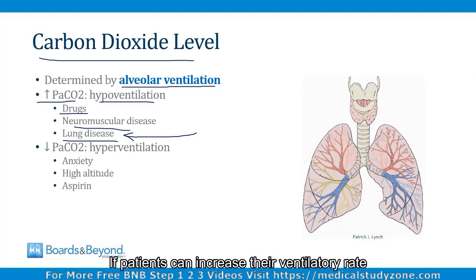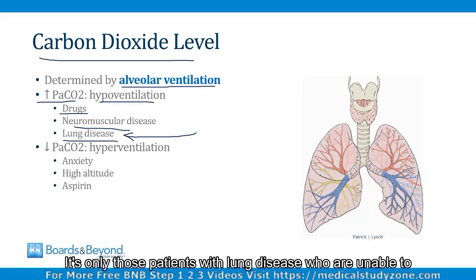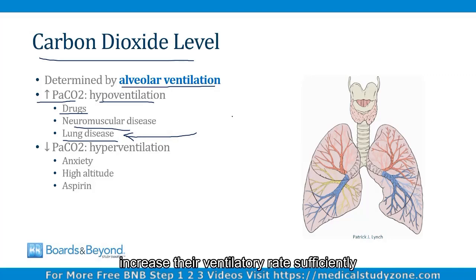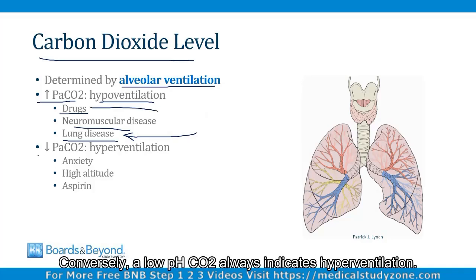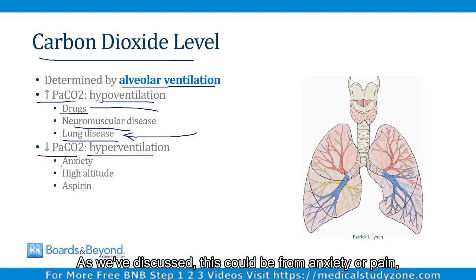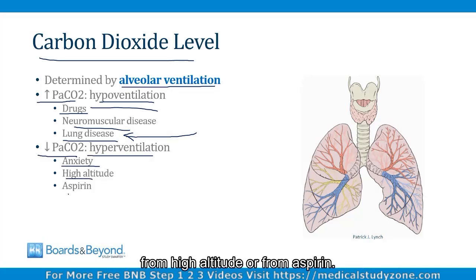If patients can increase their ventilatory rate, then even though they may have lung disease, they will have a normal CO2. It's only those patients with lung disease who are unable to increase their ventilatory rate sufficiently that develop high CO2, and those patients are hypoventilating. Conversely, a low PaCO2 always indicates hyperventilation. As we've discussed, this could be from anxiety or pain, from high altitude, or from aspirin. But the bottom line here, and which you always want to remember, is that the CO2 level always tells you how effective a patient's ventilatory status is. And that concludes our module on respiratory acid-base disorders.